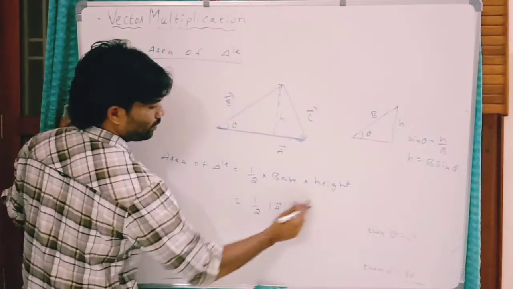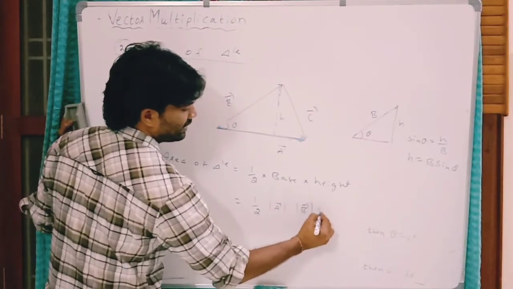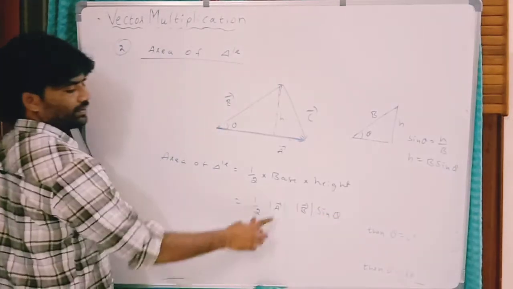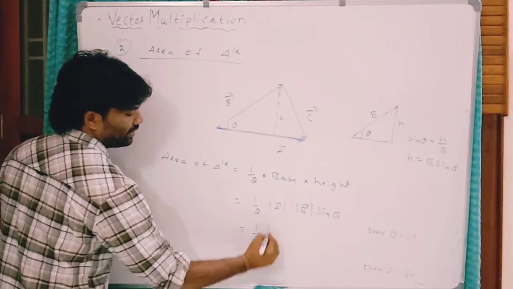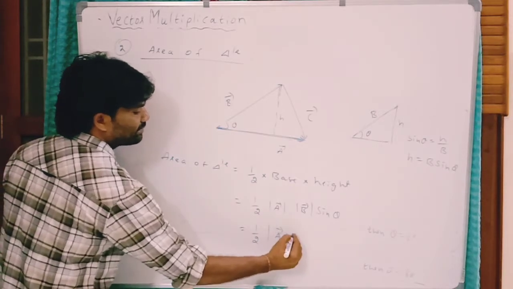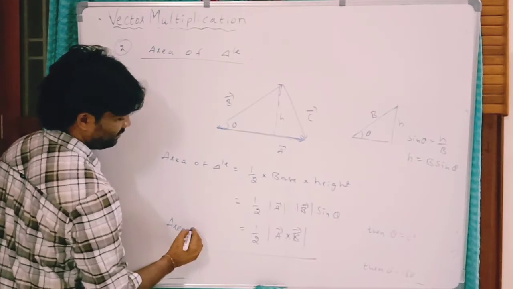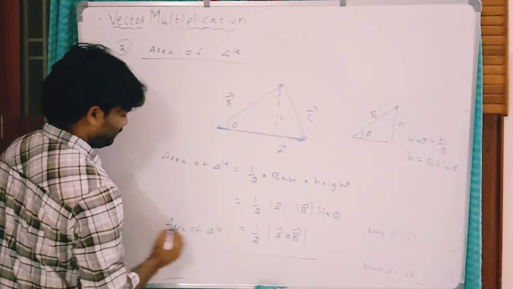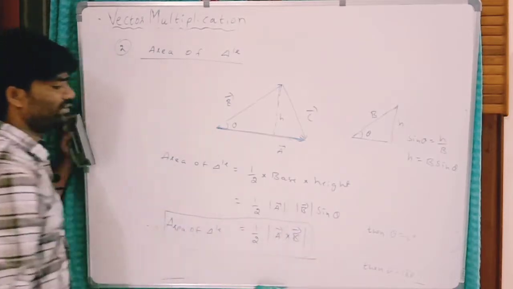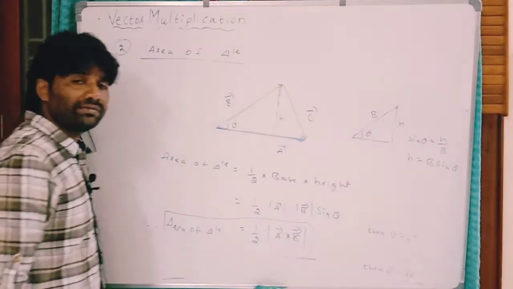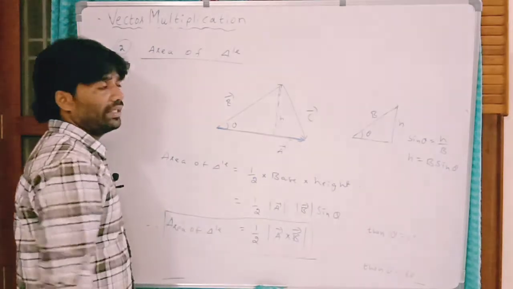So this is equal to what? Height is the magnitude of b into sin theta. So mod of a into mod of b sin theta is what? That is mod of a cross b. So this is the area of the triangle. If any two adjacent sides are represented by two vectors, then half of the magnitude of the cross product of the two vectors is equal to the area of the triangle.